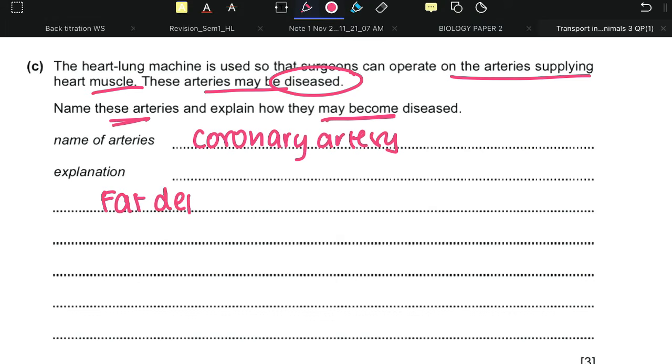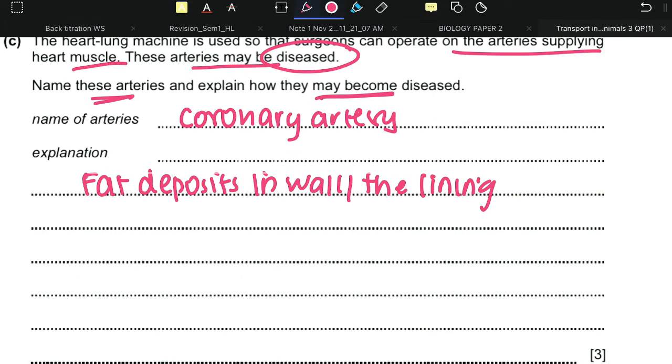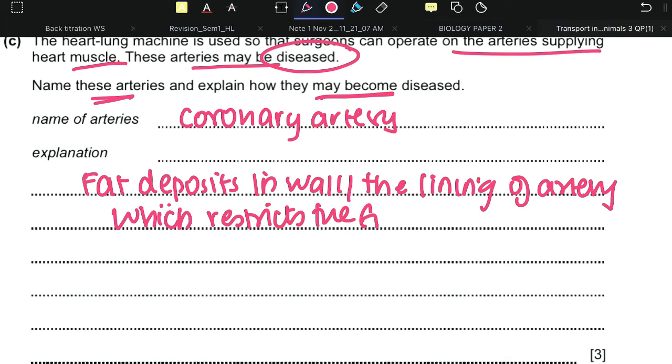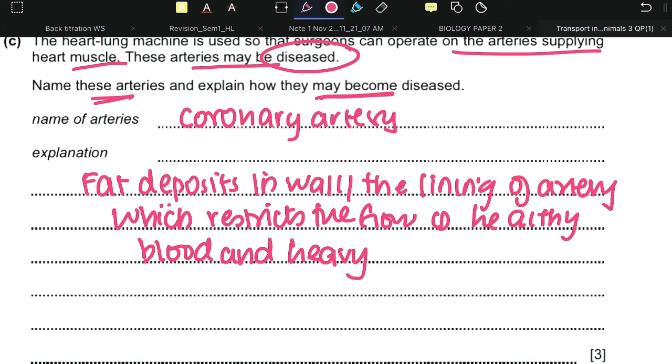So fat deposits in the wall or the lining of the artery, and what exactly does this fat deposit do? It restricts the flow of the healthy blood, and it can sometimes lead to clotting. Heavy fat deposits can lead to clotting.